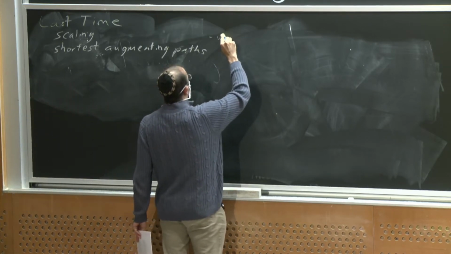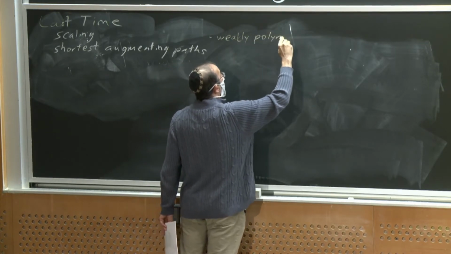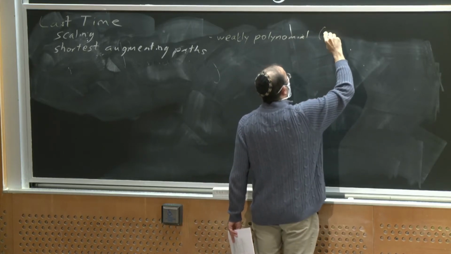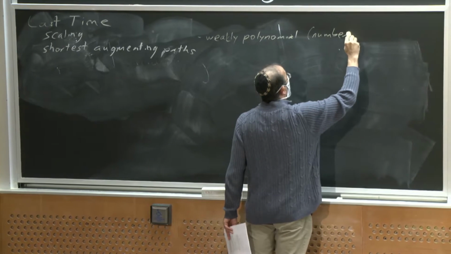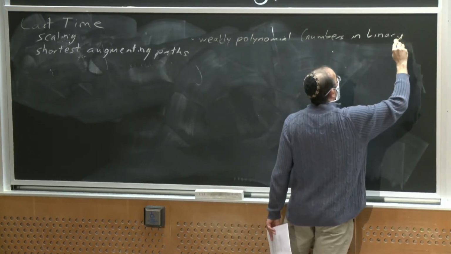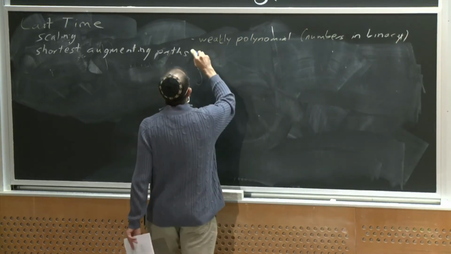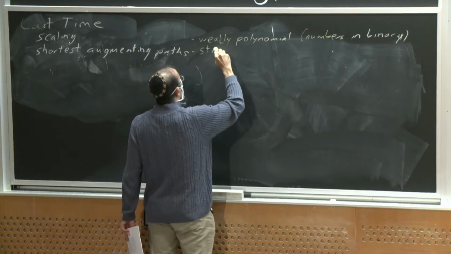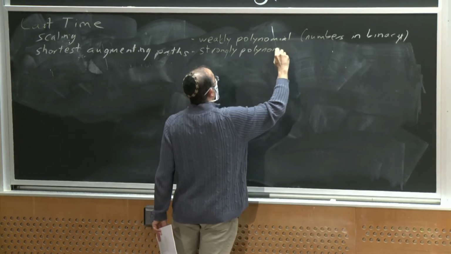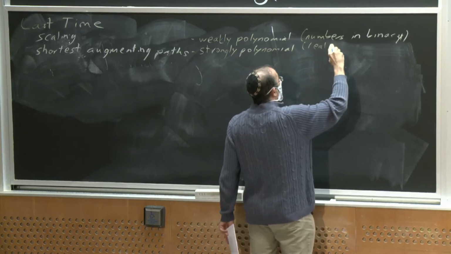Right? So scaling gave us a weakly polynomial algorithm. Okay. It's polynomial time when you write down your numbers in the standard binary representation. On the other hand, the shortest augmenting paths algorithm is strongly polynomial, right?